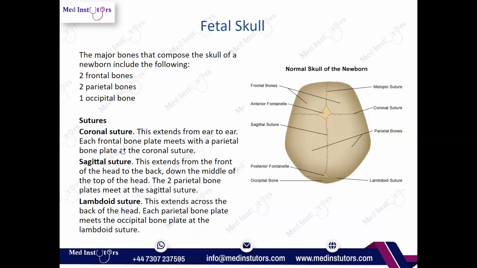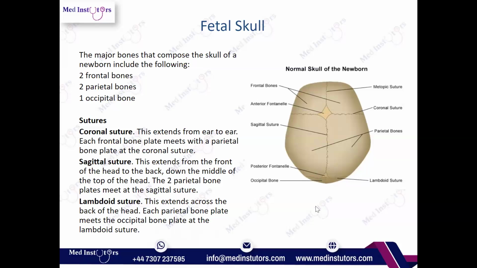Then the sagittal suture extends from the front to the back, down the middle of the top of the head, and the two parietal bone plates meet at the sagittal suture. Here you can see, so in the exam, if they haven't given any picture and they just mention what suture is formed between two parietal bones, then the answer would be sagittal suture. And the structure that extends to the back of the head, where each parietal bone plate meets the occipital bone plate, is the lambdoid suture. So ultimately, the lambdoid suture is formed by the union of the parietal bone and the occipital bone. These are the key points you need to remember.